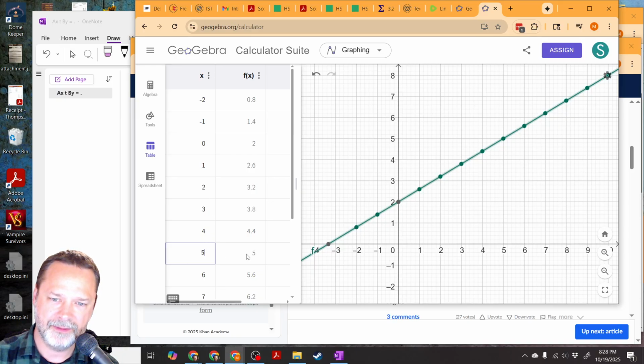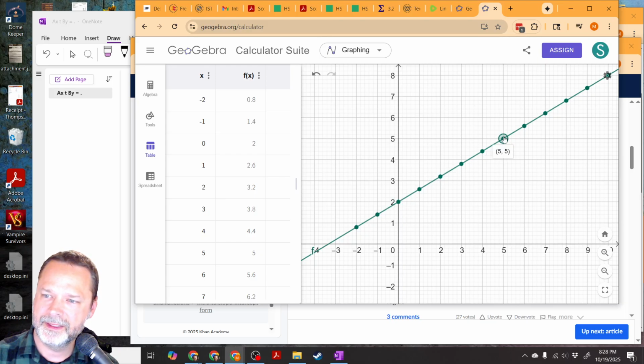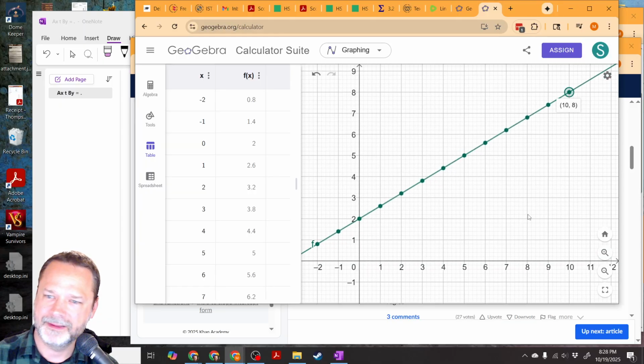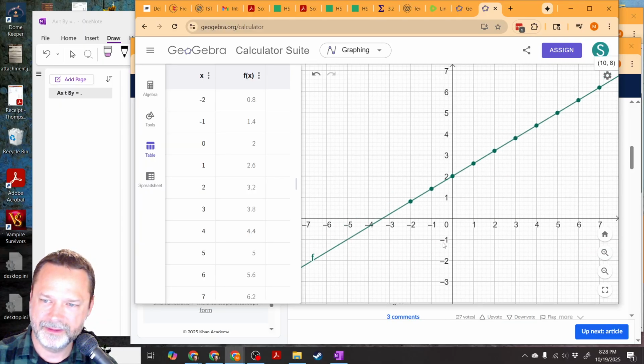Let's see, 5, 5 is a point. It is right there. There we go. 2, 0 is a point. So I go up 3 over 5. And I can go up 3 and over 5 again and find another point, 10, 8, and so on. So, yeah, worked out really, really well.